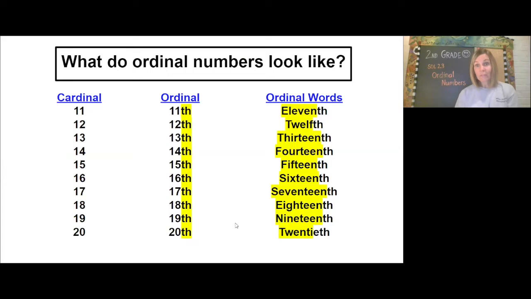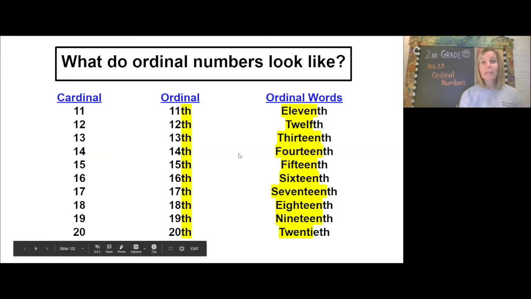The ones that were very different were that the place number 1 is called 1st. Place number 2 is called 2nd. So those don't sound anything like the cardinal numbers. But for 11 through 20th, the ordinal numbers sound a lot like the cardinal numbers.